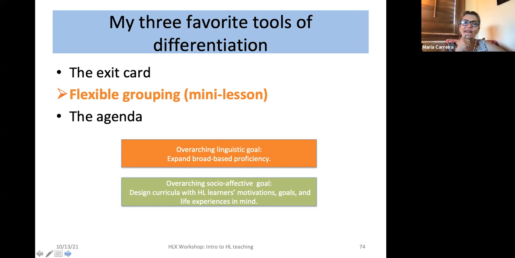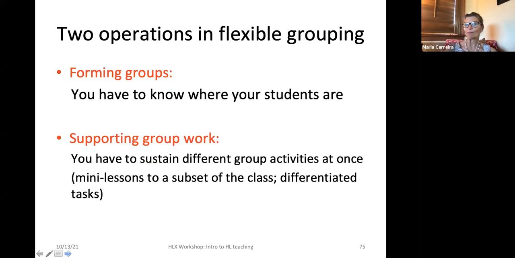Then there's some students that just need to practice a lot. That's another group. And then there's going to be a second group that really needs to review the rules and apply them, right? So notice now, these little exit cards have given me a way to create flexible grouping, which is the second strategy or tool that I use all the time in my teaching.